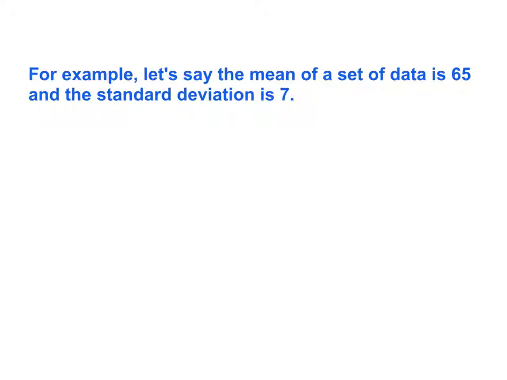Alright, so let's say for example the mean of some data set is 65 and the standard deviation is 7. So 1 standard deviation above the mean is going to be what? How far away is one standard deviation above the mean?